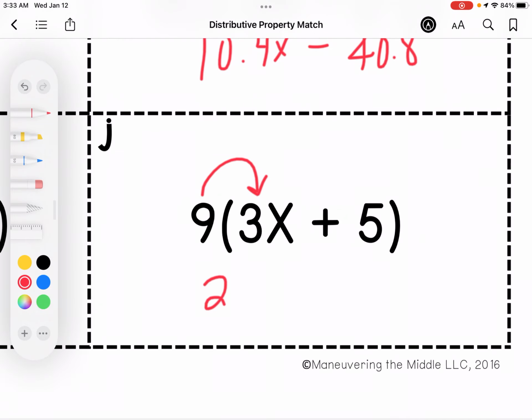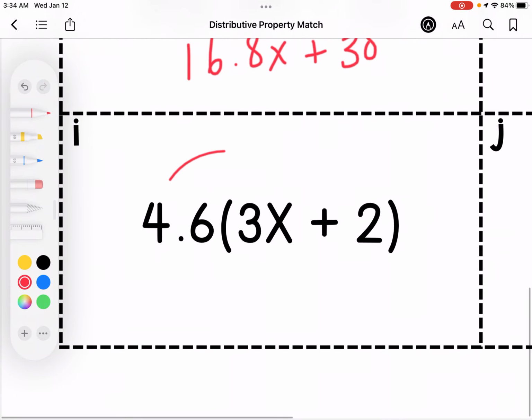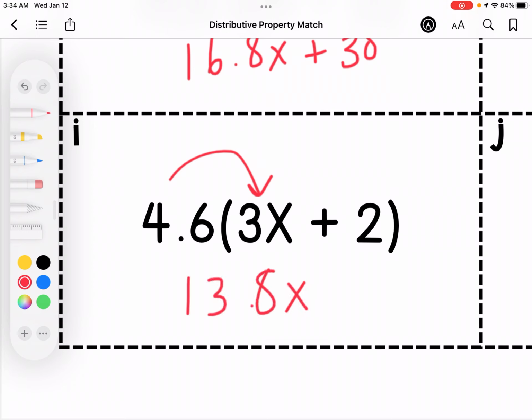9 times 3 is 27x, and 9 times 5 is 45. 4.6 times 3 is 13.8 times x, and 4.6 times 2 is 9.2.